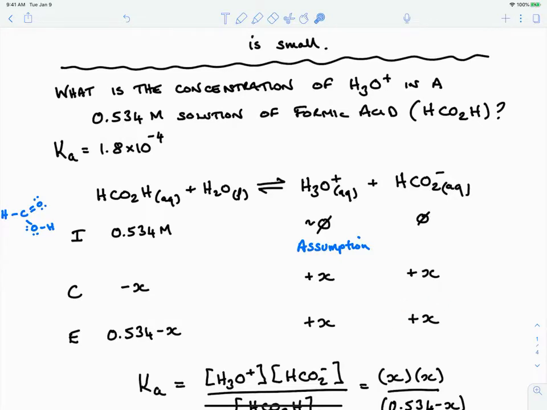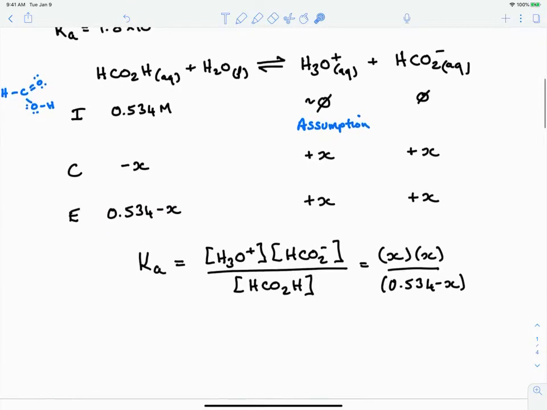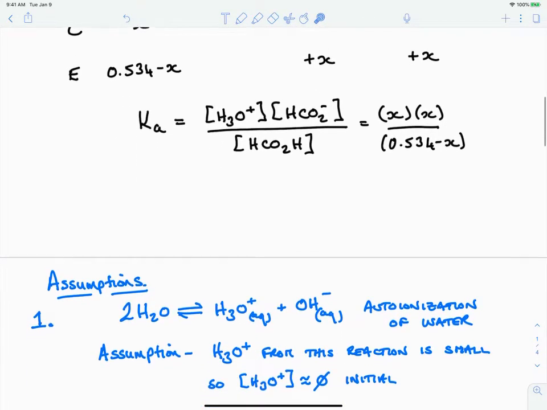And so now we can write an expression for Ka. So Ka, remember, is the products divided by the reactants, of course with any power associated with the stoichiometry of this equation, which are all 1. And so now we can plug in these values, X times X over 0.534 minus X, which is the concentration, always at equilibrium. And so at this point we can make some assumptions.